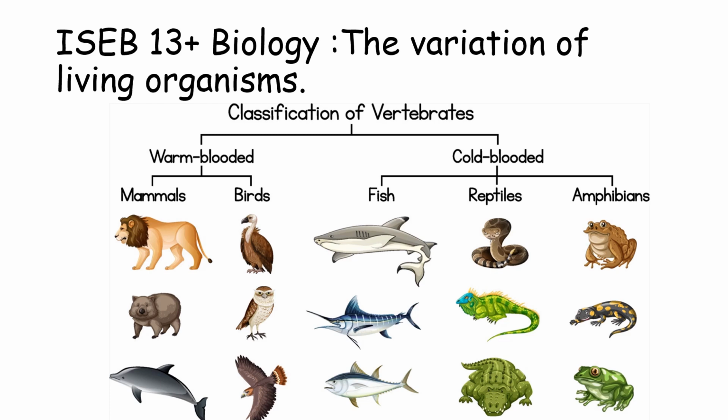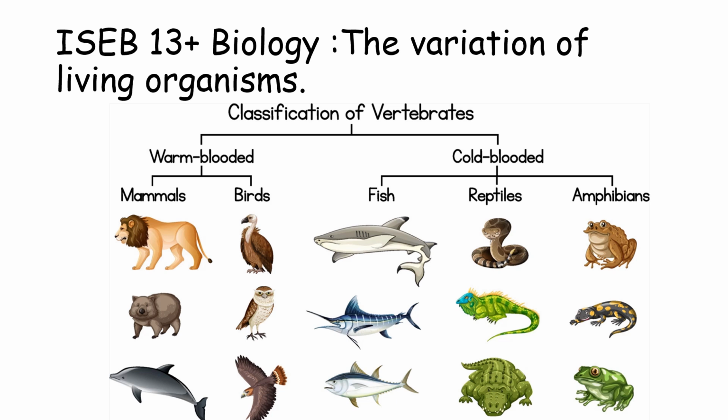We're looking at the variation of living organisms and the classification of vertebrates. Now there are 5 groups of vertebrates and you need to be able to justify in a question why a particular animal belongs to a particular vertebrate group. For instance, can you justify why a shark is a fish or why a snake is a reptile? Can you justify why a dolphin is a mammal? These are all things you would need to do in an ISEB 13 plus exam, and they're normally worth 2 marks each one.